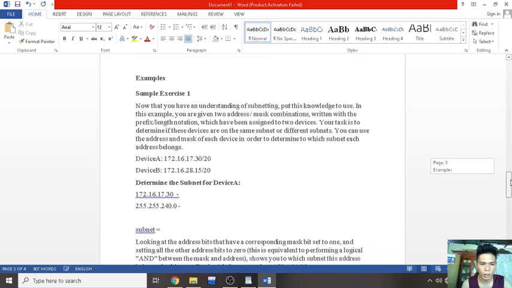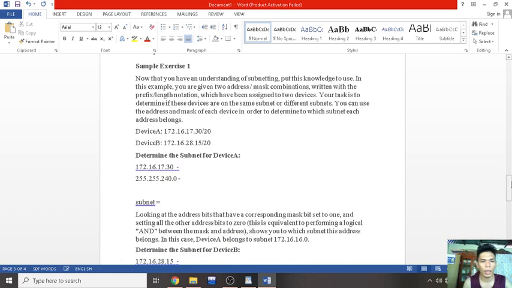Now we will proceed to the sample exercises. Now that you have an understanding of subnetting, put this knowledge to use in this example. You are given two address mask combinations written with prefix length notation. We have been assigned two devices. Your task is to determine if the devices are on the same subnet or different subnets. You use the address and mask of each device to determine to which subnet each address belongs. Device A is 172.16.17.35 with a prefix of 20. Device B is 172.16.128.15 with a prefix of 20.